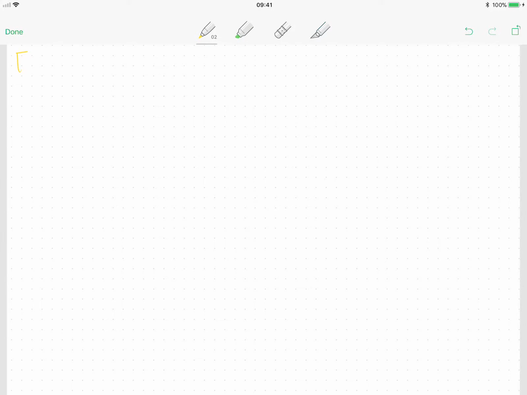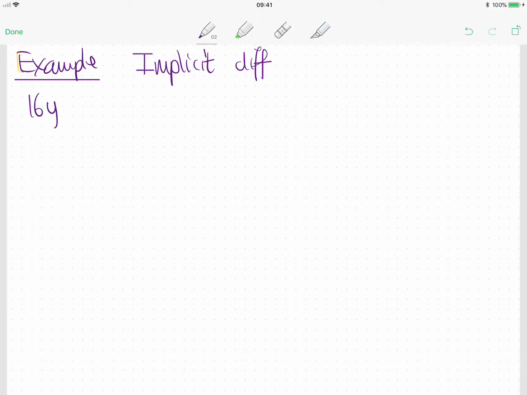Hello everyone. In today's video we're going to take a look at another example of implicit differentiation. The example I'm going to look at, I haven't solved it myself yet, straight from a book. 16y squared plus 9x squared y take away 54x equal to 0. Just going to solve this live.